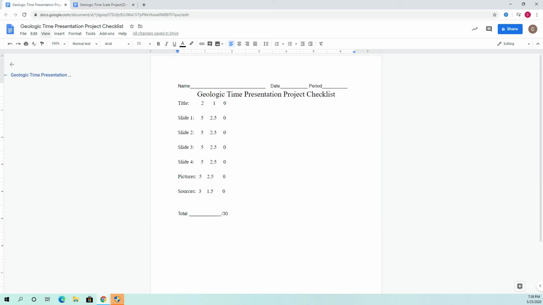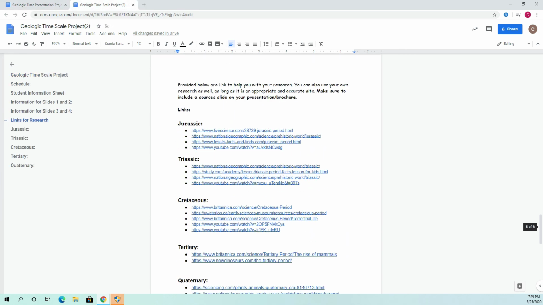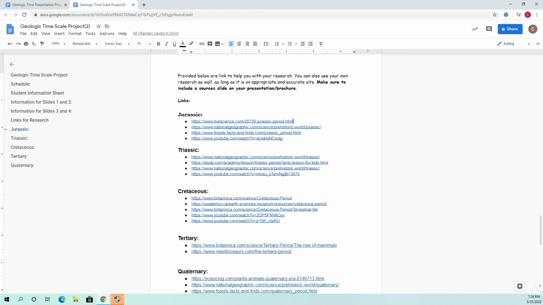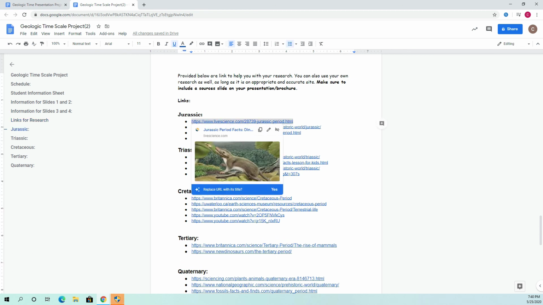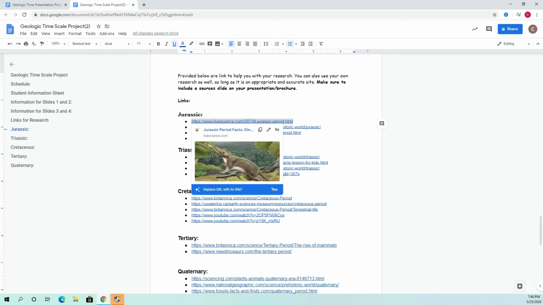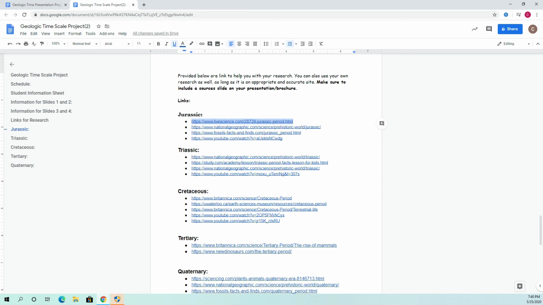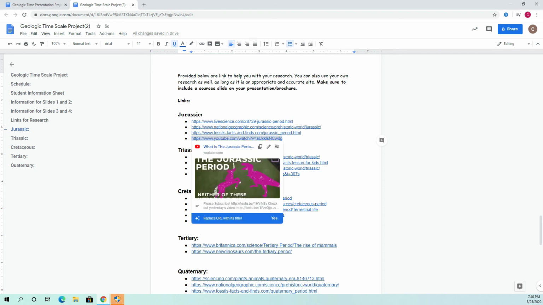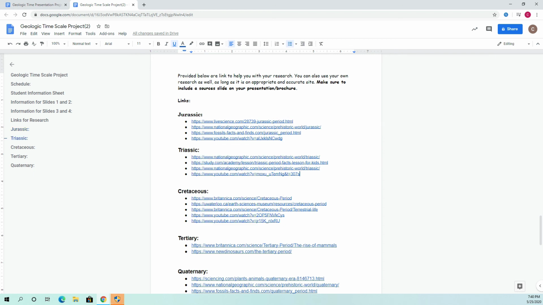Now, lastly, this is how you're going to be graded. Title is out of 2 points. Slides 1, 2, 3, and 4 are 5 points. If there are pictures, that's 5 points. The sources cited will be 3 points. When I say sources, if you used this link, you're going to highlight it, copy it, and then paste it. And that's how you're going to do this.